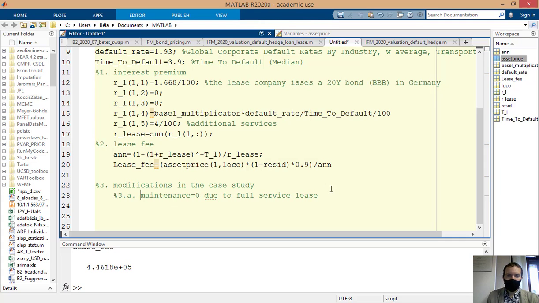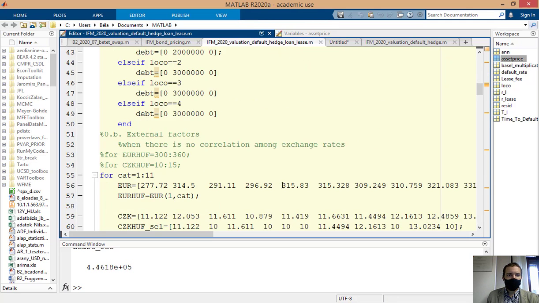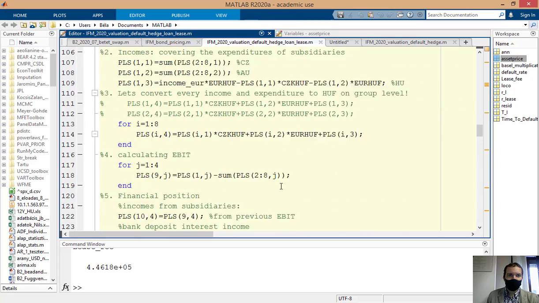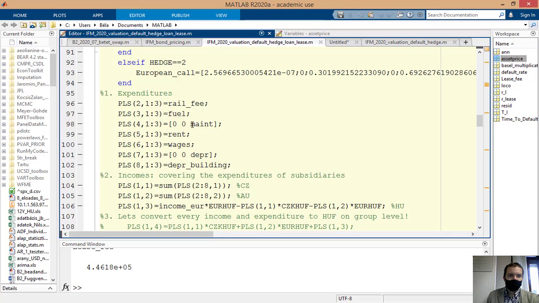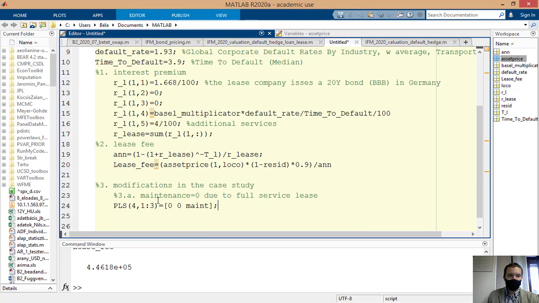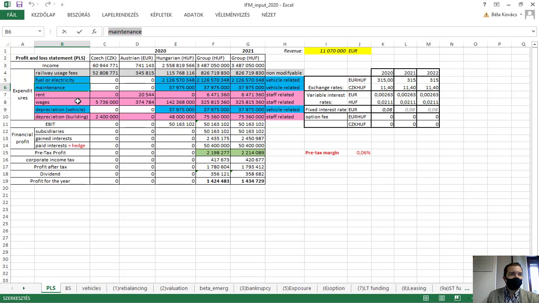0.8. So it means that when we are modifying this, yeah. So this was, and this will be. Okay, what is the next? Rent, it doesn't matter. Wages, we can fire some people.